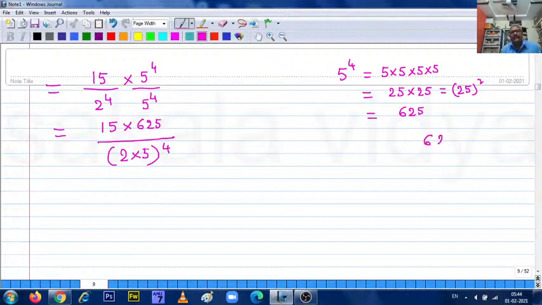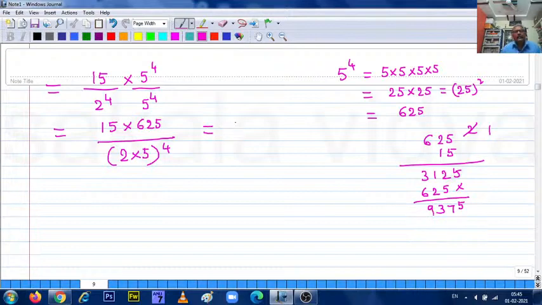Now 625 is multiplied with 15. 5 fives are 25, 5 twos are 10, 12, 5 sixes are 30, 31. Multiplied with 1: 1 into 5 is 5, 1 into 2 is 2, 1 into 6 is 6. Add: 5, 7, 3, 9. So this equals 9375 upon 10 to the power of 4. Don't expand it, because 10 to the power of 4 means it has 4 zeros. 10 cube means 3 zeros.